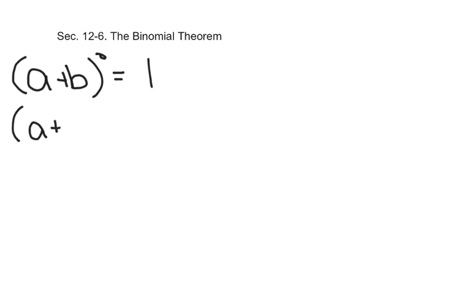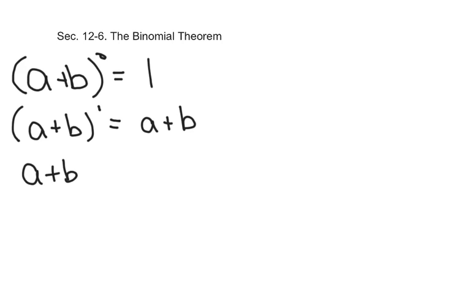The binomial theorem is going to give us a way of expanding binomials to any power. Now, we already know how to do this. A plus b to the 0 power is 1, because anything to the 0 power is 1. And a plus b to the first power is just a plus b, because raising anything to the first power doesn't do anything to it.